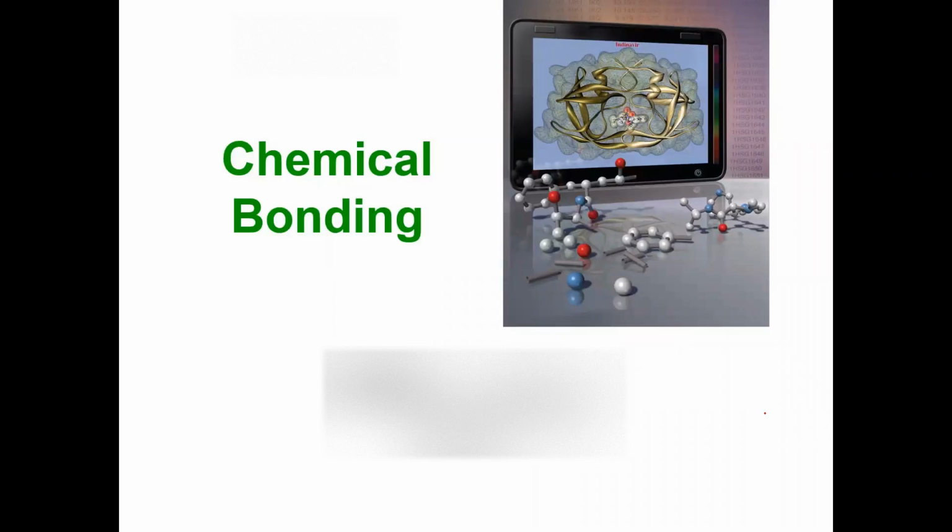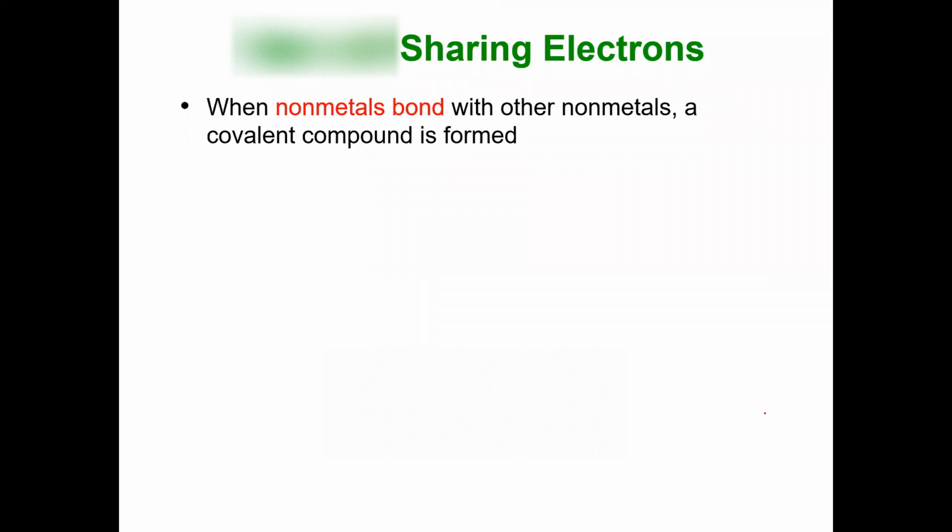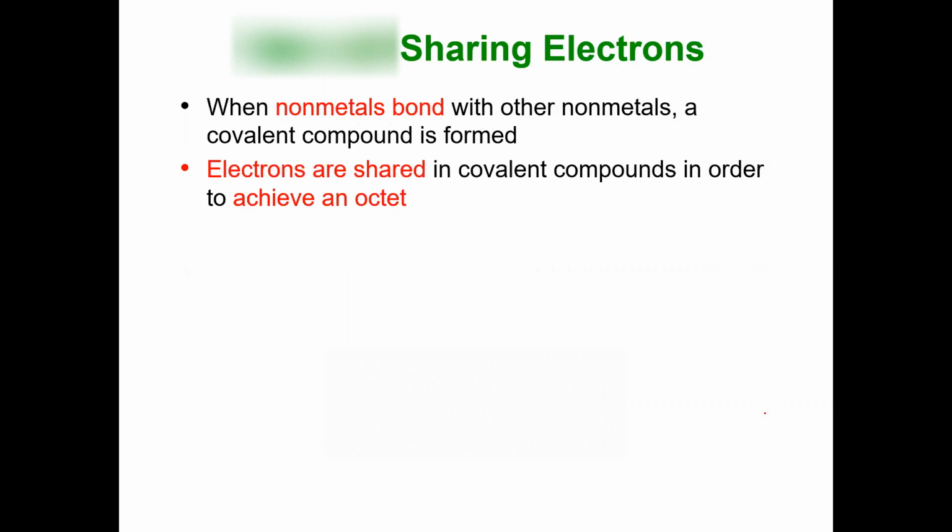Hi class. So in this video, we're going to continue our discussion with chemical bonding, but focus on covalent bonding. So rather than ionic bonding, where there's a complete electron transfer, we're going to focus on covalent bonding, which requires a sharing of electrons. So with covalent bonds, we have nonmetals bonding with other nonmetals. Electrons are shared in a covalent bond in order to achieve an octet.